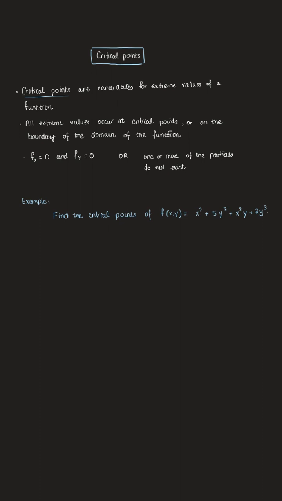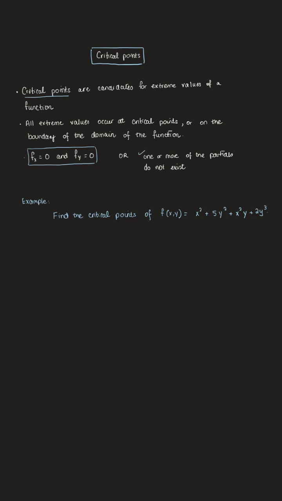Fermat's theorem tells us that all extreme values occur at critical points or on the boundary of the domain of the function. We'll talk more about that in an upcoming example. Critical points then are points where both partial derivatives are equal to 0 if we're dealing with a function in two variables, or one or more of the partials do not exist.